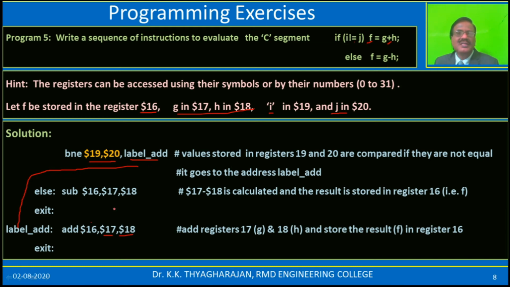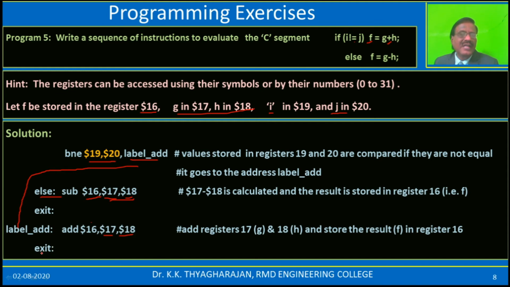Otherwise, else, what it should do? It should perform g minus h. In that case, you have to use the subtract instruction and subtract 17 minus 18. 17 is g, 18 is h. g minus h, and the result will be stored in 16. 16 is f. Here we are using labels like this. So this label add means it is an address. It will go to that label. From there it will execute the instruction. After executing this instruction, it will come to the next one.